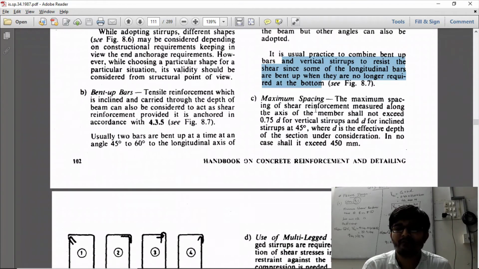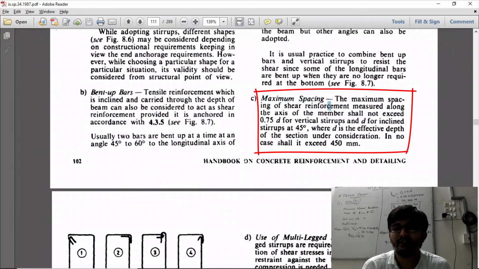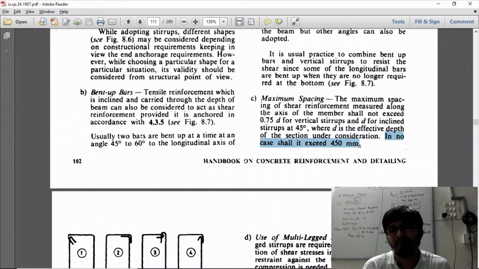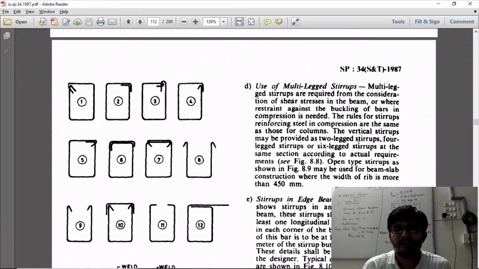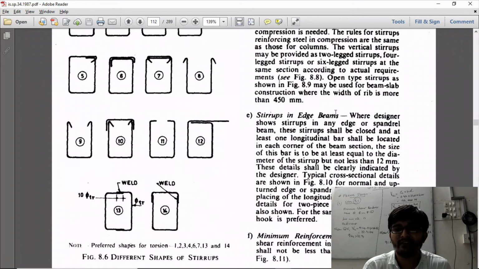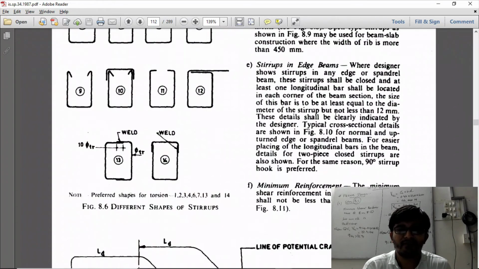Next is the maximum spacing of stirrups. The maximum spacing of shear reinforcement measured along the axis of the member shall not exceed 0.75 times d for vertical stirrups and d for inclined stirrups at 45 degrees. In no case shall it exceed 450 mm. Then next is the use of multi-legged stirrups. So you can refer to this, everything is given in detail.